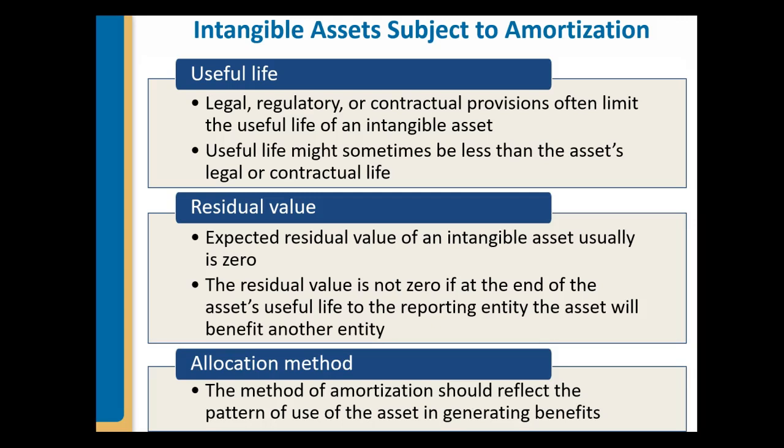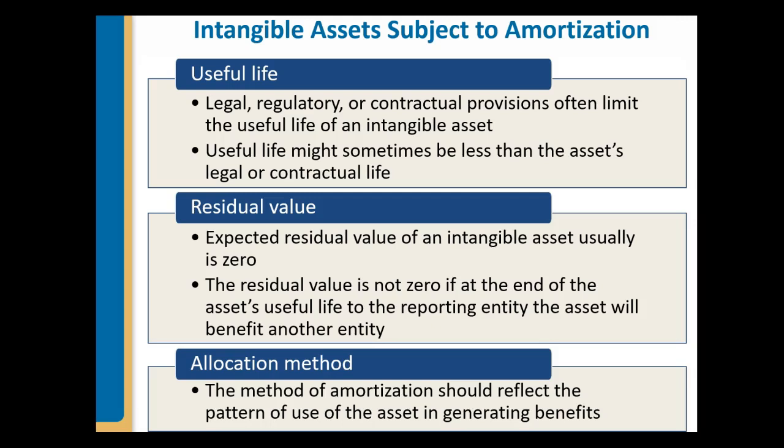The expected residual value of an intangible asset usually is zero. This might not be the case if at the end of its useful life to the reporting entity, the asset will benefit from another entity. So if Quadra Corp has a commitment from another company to purchase one of Quadra's patents at the end of its useful life at a determinable price, we use that price as the patent's residual value.